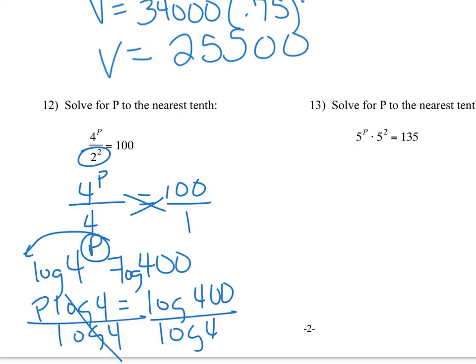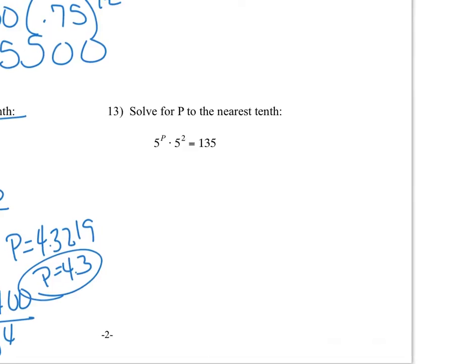And you get approximately, to the nearest tenth, 4.3, I believe. When I did it myself, I did it a slightly different way, but the answer should be the same. I think that's it. So p is 4.3 to the nearest tenth.